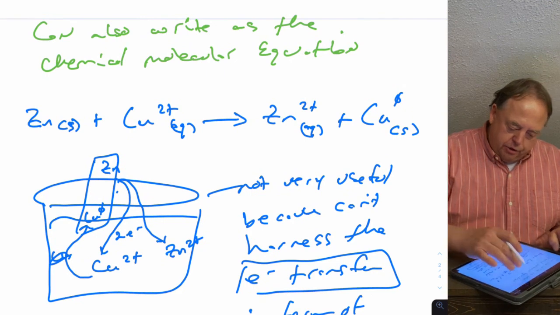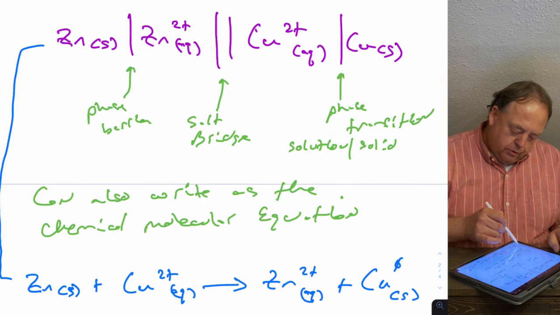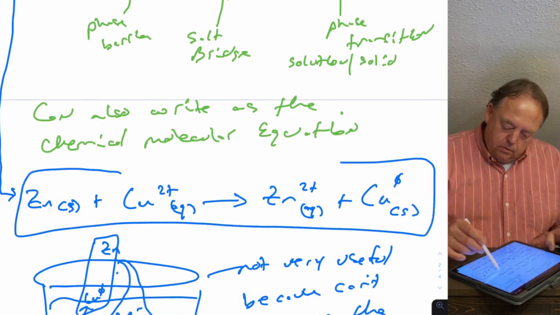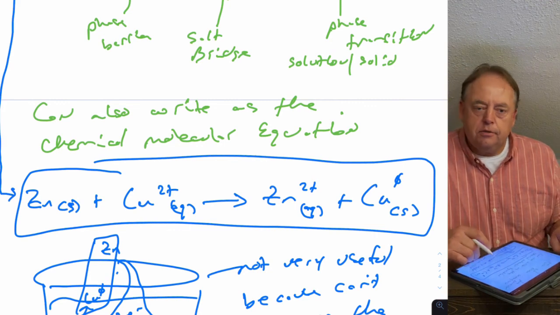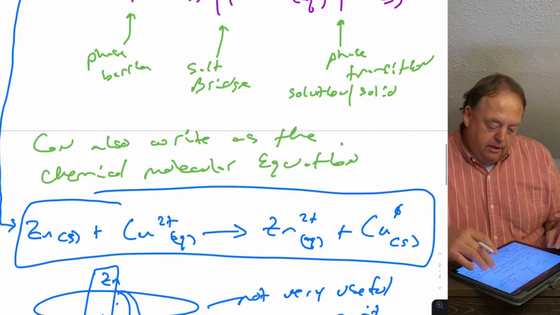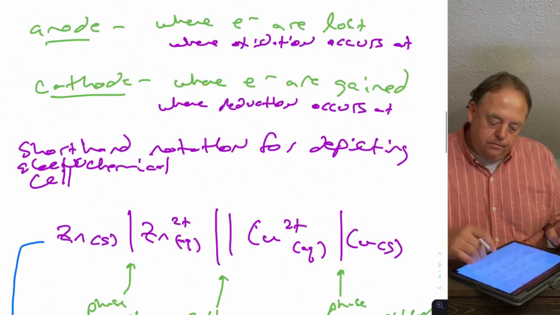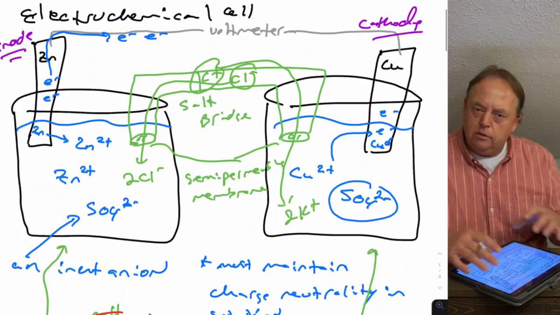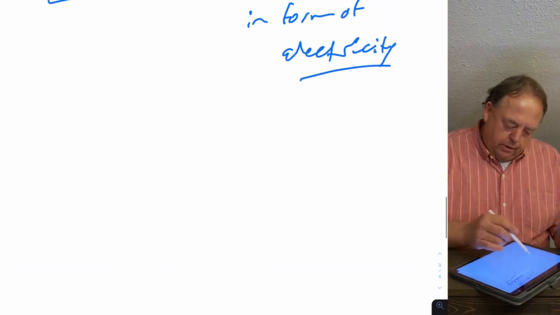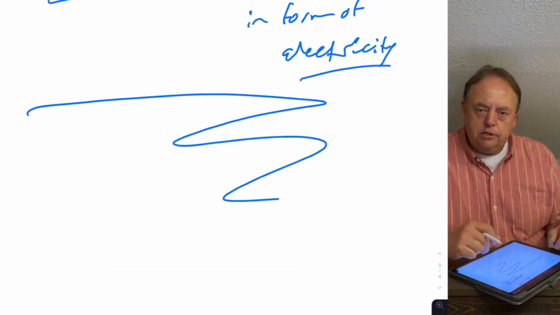Another thing you should be able to do is, if you're given this cell notation, write it in chemical equation form, or vice versa. If you're given the chemical equation form, be able to write it in cell notation and sketch what that voltaic cell would look like. Okay, so hopefully you understand what voltaic cells are and the different terminology associated with them.